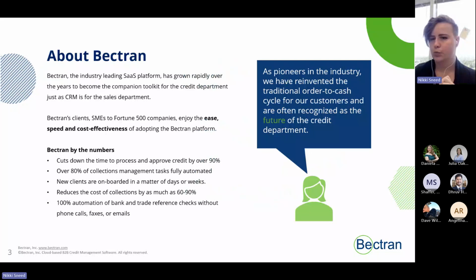All right, so we are a SaaS platform here at Vectren. We were founded on the principle that no B2B credit collections or AR department should be reliant on outdated manual paper-based processes. We were founded in 2010 with the goal of using the power of automation to make your lives as credit professionals easier. And today we're going to be talking about leveraging technology to make the entire order to cash cycle smoother, faster, and more efficient.